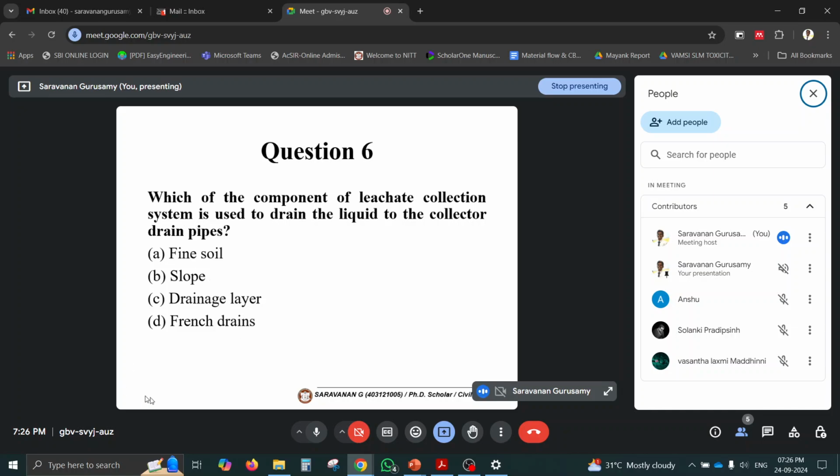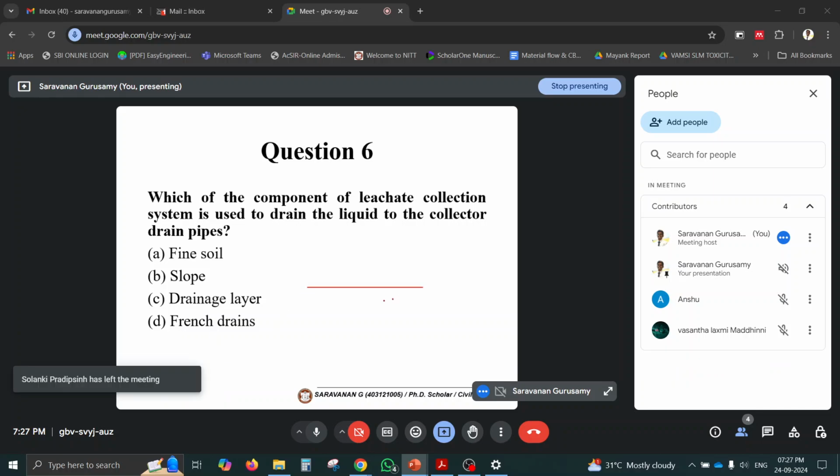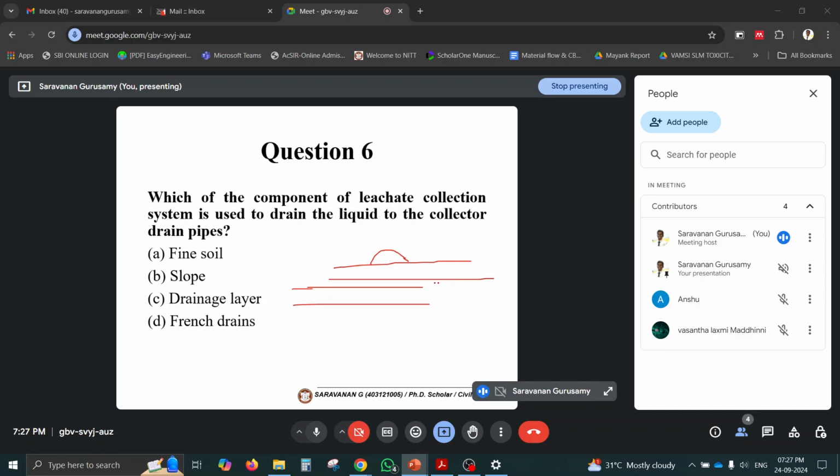So the collector drain pipe is the main pipe. If you see, this is the main pipe we have discussed. That is the collector drain pipe. You can see this is the top view. If you see the section view, this has the ground level and then the liner system and then the cushion layer. In that cushion layer, the pipe will be embedded with a French drain system. It will have a fine layer, which will allow the liquid into the pipe.